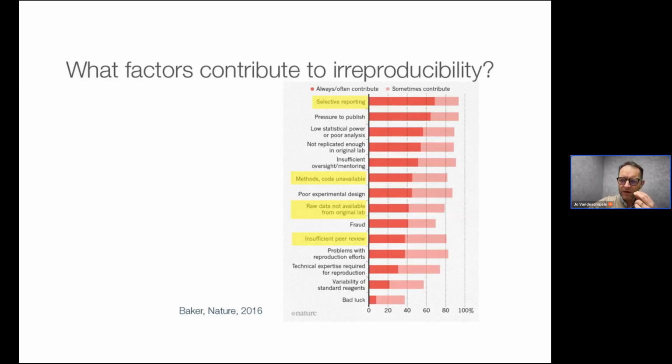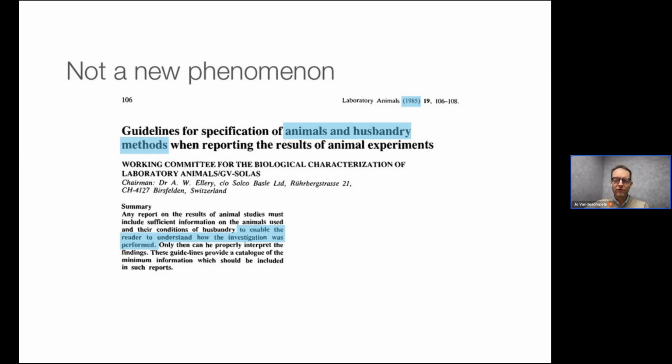So what is the fundament of this problem? What factors contribute to the reproducibility crisis? Selective reporting, number one, methods or code unavailable, raw data not available, and insufficient peer review. And guidelines really can help address all these concerns, especially for the reviewers. If you're not an expert in digital PCR, but you can see that they adhere to a minimal information checklist, as a reviewer, as a non-expert, you can at least have a guidance in how to evaluate the quality of a digital PCR study.